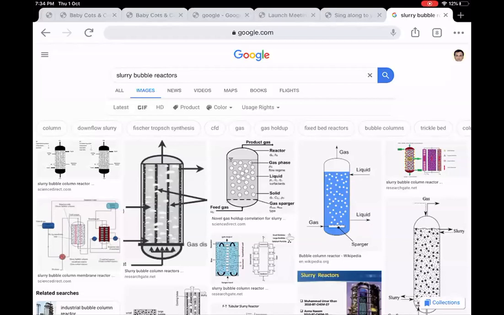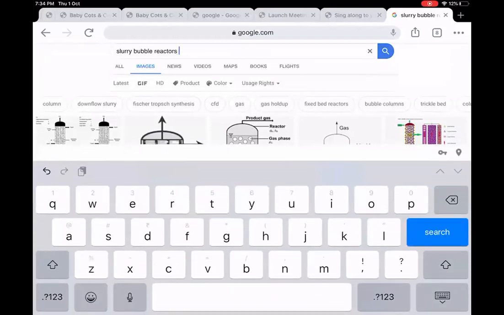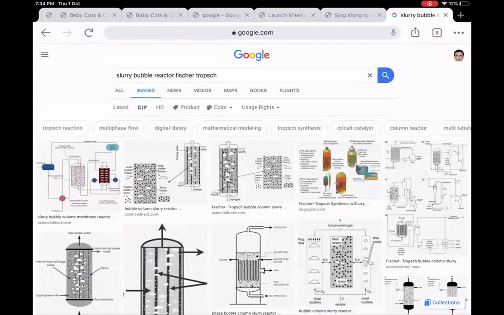Slurry bubble reactors are used in Fischer-Tropsch synthesis. Even today in South Africa, about half of the oil comes from Fischer-Tropsch synthesis. What is Fischer-Tropsch synthesis? You generate syngas. How do you generate syngas? You take methane, mix it with steam, and you get syngas. That syngas is used to produce diesel, petrol, and everything.